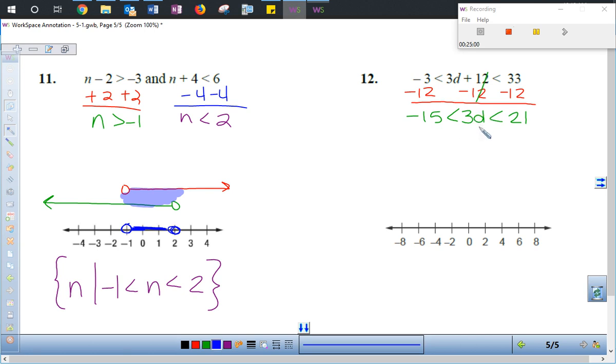Then, to get d by itself, we divide each term by a positive 3, and since it's positive, again, the symbols do not change. Negative 15 divided by 3 is negative 5, and then 21 divided by 3 is 7. Now it's all nice and condensed, so we just bring it straight down. I start at negative 5 with an open dot. Now be careful, our scale here goes by 2, so negative 5 is halfway in between negative 4 and negative 6. And it ends at 7, which is halfway between 6 and 8 with an open dot. And then we fill in the space in between.